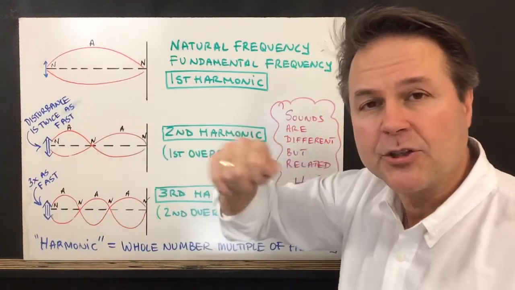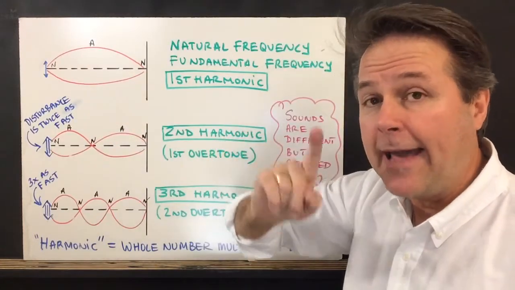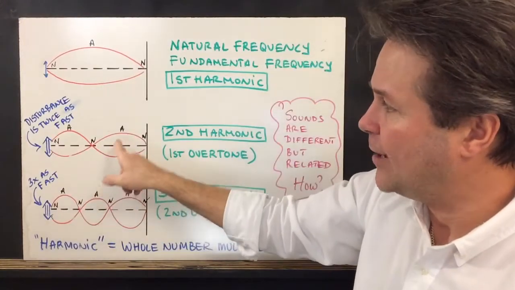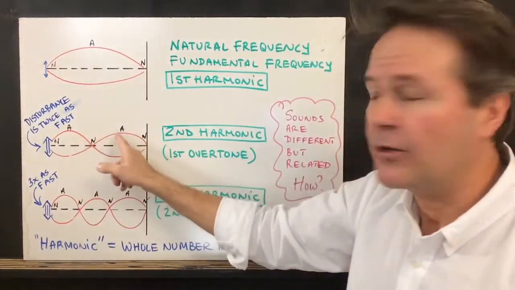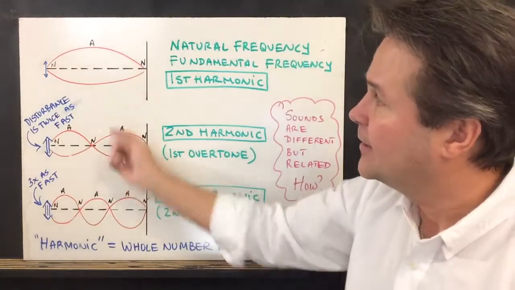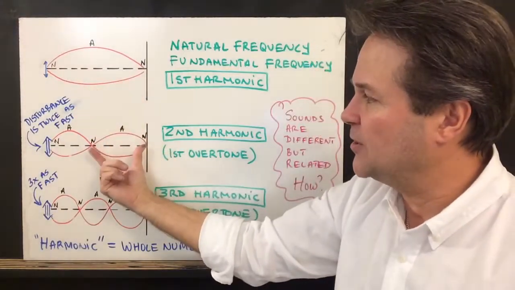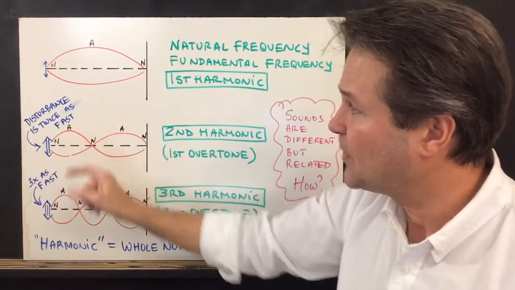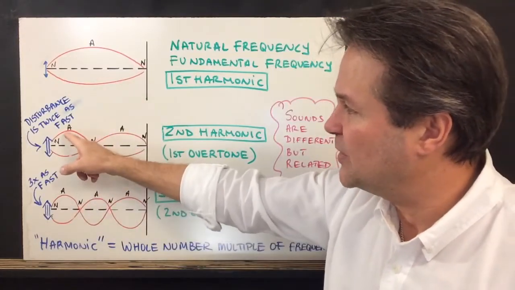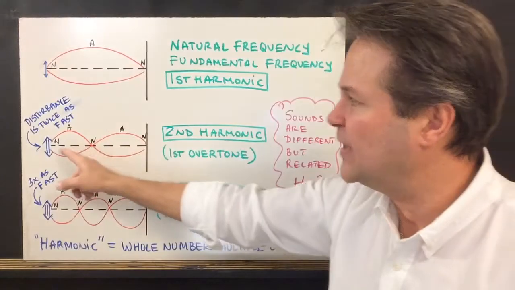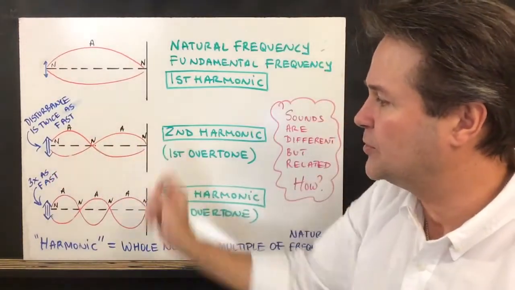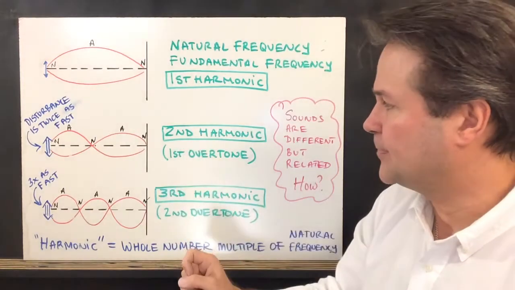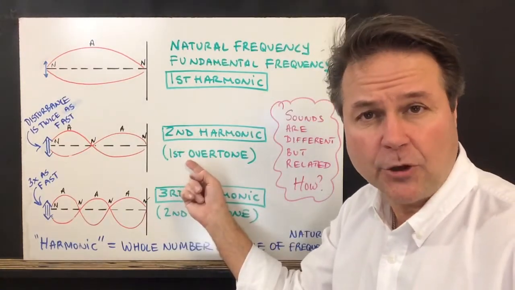Now, if we take that string and we disturb it at twice the natural frequency, what will happen is we will see 2 antinodes appear, and the size of that wave will seem to shrink to half of its size. So we'll end up getting 2 of these bumps. And what happens is we double the number of antinodes and we increase the number of nodes by 1. And we call that the second harmonic. Some people call that the first overtone.